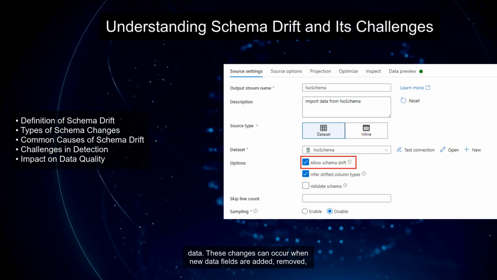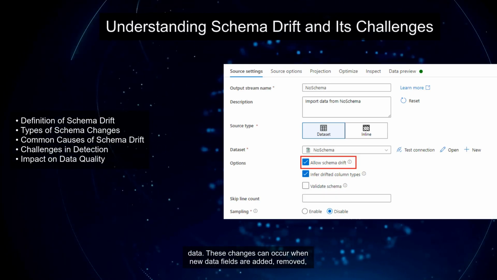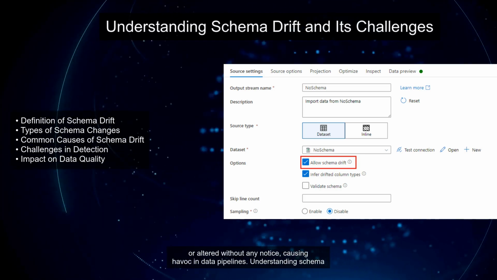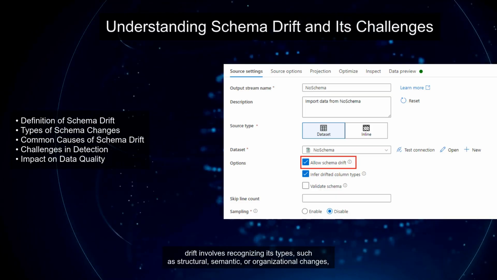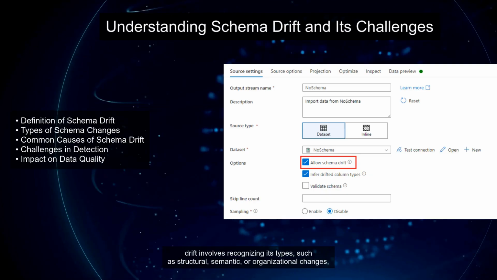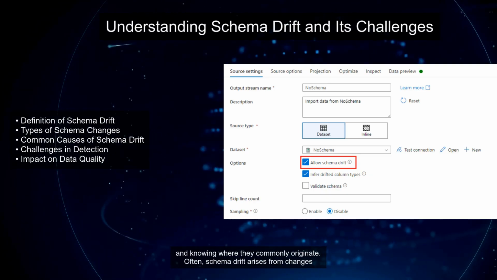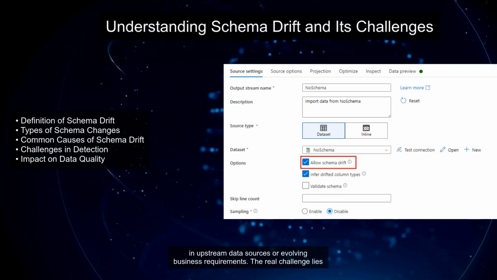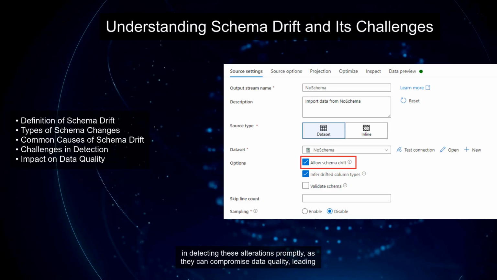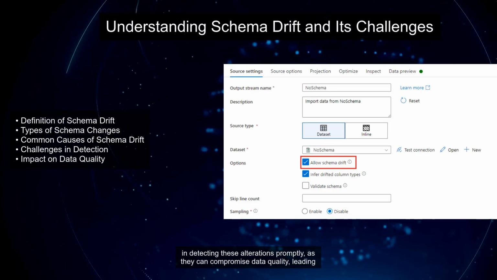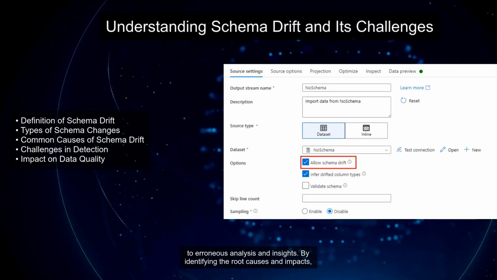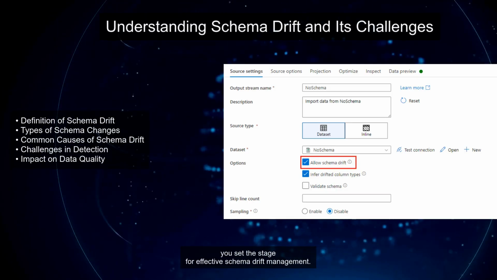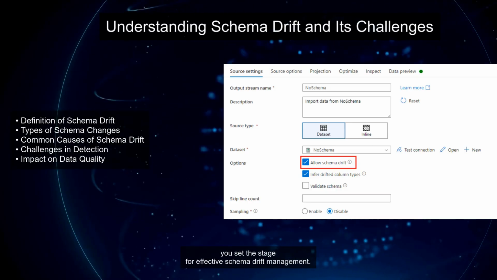These changes can occur when new data fields are added, removed, or altered without any notice, causing havoc in data pipelines. Understanding schema drift involves recognizing its types, such as structural, semantic, or organizational changes, and knowing where they commonly originate. Often, schema drift arises from changes in upstream data sources or evolving business requirements. The real challenge lies in detecting these alterations promptly, as they can compromise data quality, leading to erroneous analysis and insights. By identifying the root causes and impacts, you set the stage for effective schema drift management.